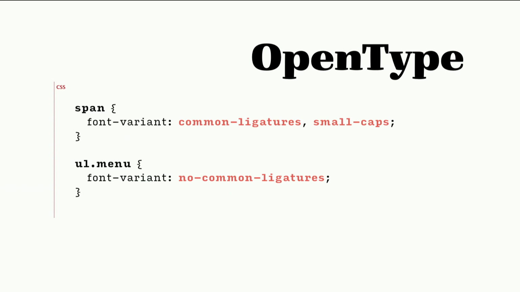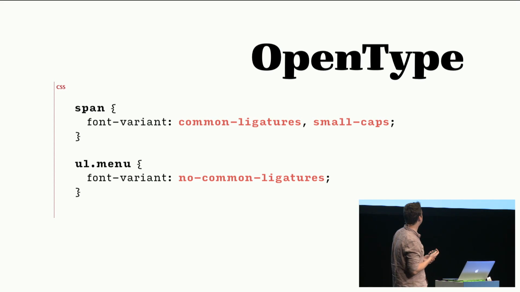Now, this is how the CSS font module would like you to use this. They've extended the font variant property, and you can now add new keywords there, like common ligatures, small caps, and also no common ligatures. For example, here I enable common ligatures on the span and small caps, and I disable ligatures on the menu. Now this is really nice, I think. I like the syntax. But there's no browser that actually supports it.